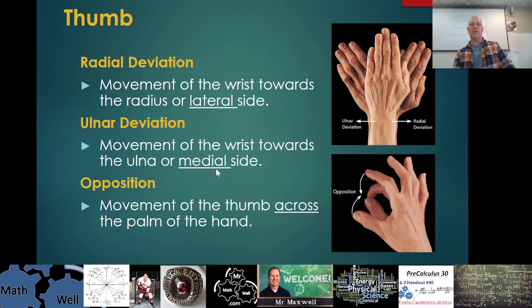Opposition. Movement of the thumb across the palm of the hand. So you've heard of opposable thumbs, right? We have opposable thumbs, which makes grasping and holding onto things very neat. Nice how we were created to be able to do that. Your thumb bends towards the opposite way that your fingers do.